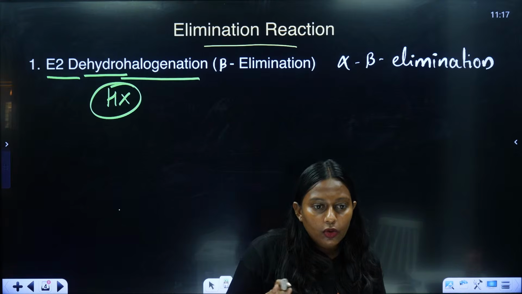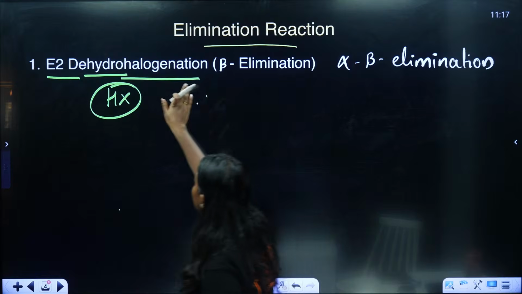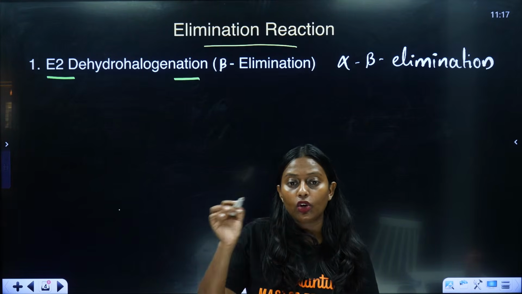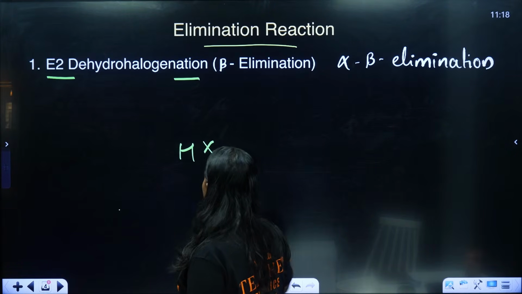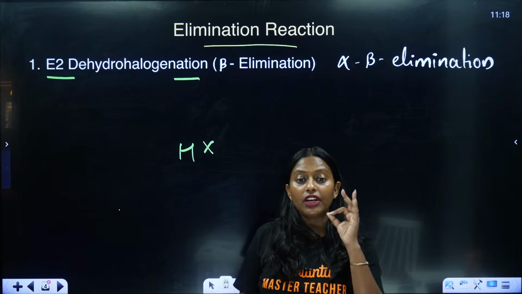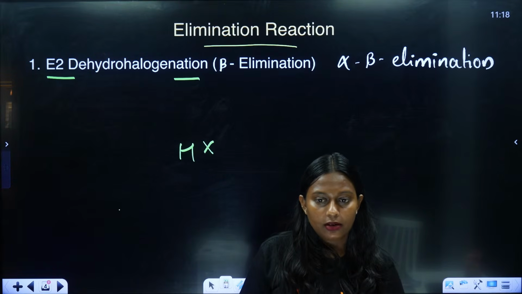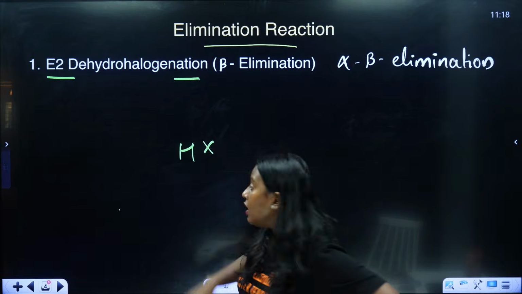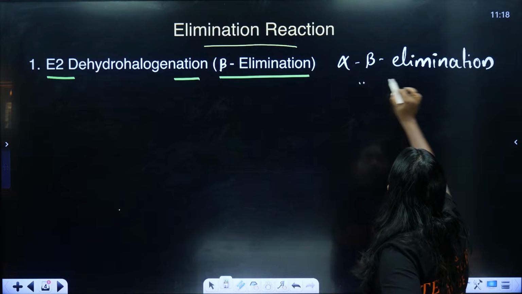It's not removal of H2O, no. Listen to the name carefully. Dehydrohalogenation. What is hydro? It is H. What is halogen? X. So dehydrohalogenation means HX elimination, or we can say HX removal. That is actually dehydrohalogenation. This is also called beta elimination or alpha beta elimination.